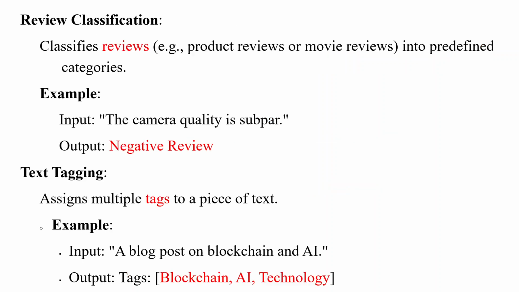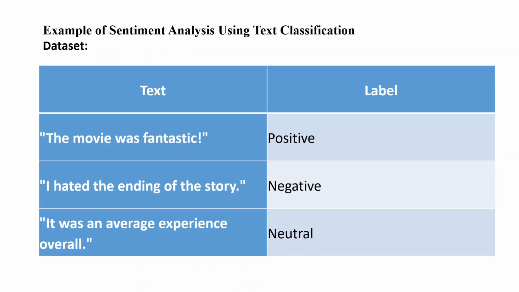Under review classification, "the camera quality is superb" represents a negative comment. That's why it is providing a negative review. The label of your output is negative review. And text tagging: if you are posting anything and want to classify it by its main topics, that type of facility will also be provided by text classification. These are some of the common tasks performed by text classification.